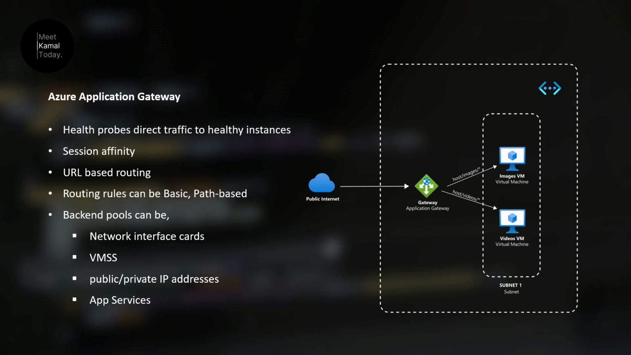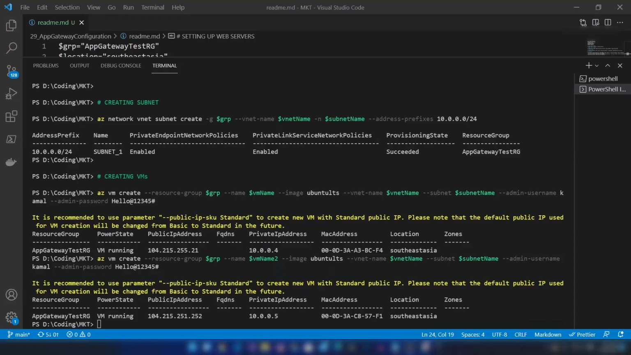And also URL based routing is here, and when it comes to this routing, it can be basic or path based. And these backend pools, these VMs, as you can see, can be the network interface cards of these VMs, or it could be a virtual machine scale set or any other public or private IP address, or an app service as well. Alright, I have just created all the resources that we need on Azure.